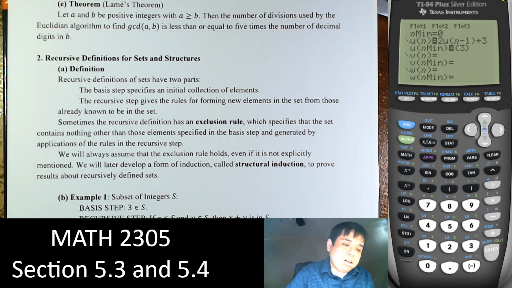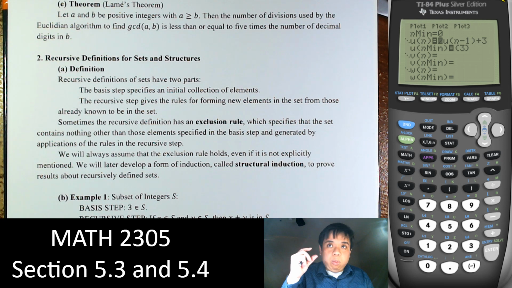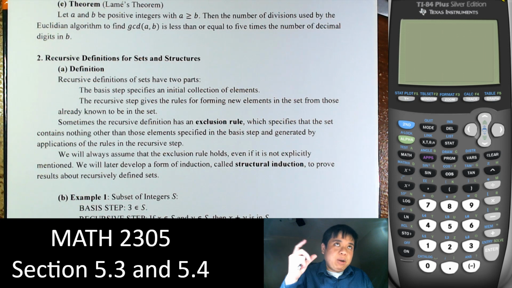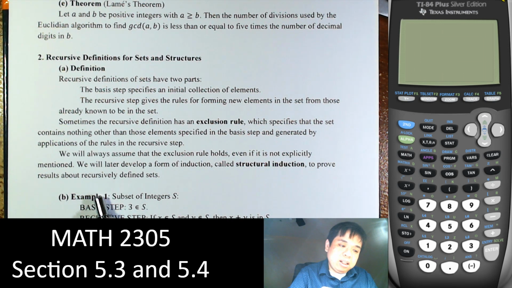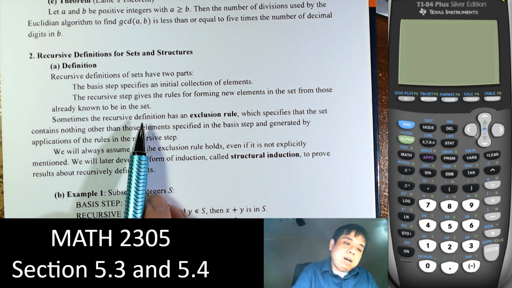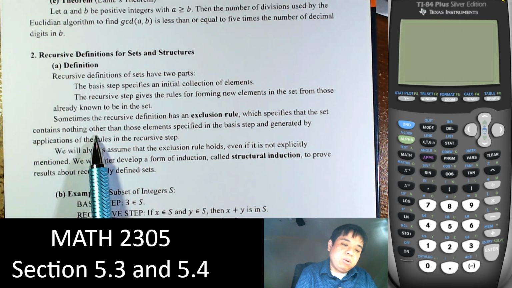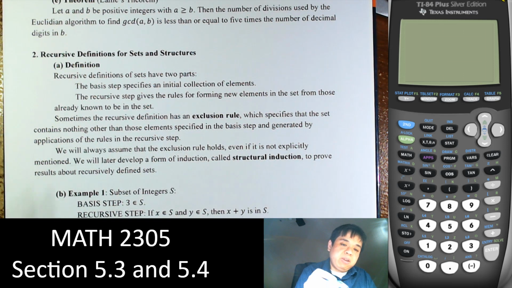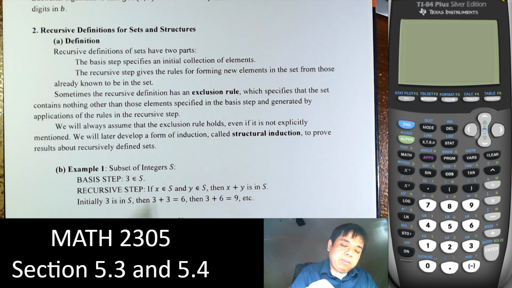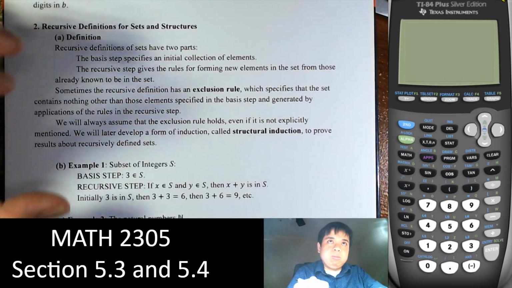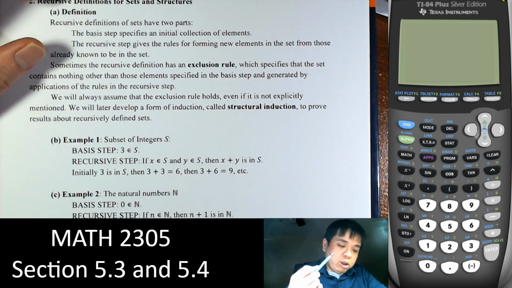Next, recursive definition for sets and structures. And pretty much we do the same thing. A recursive definition is where we start, and then how we go from this step to the next. That's pretty much what we have here. Sometimes the recursive definition has an exclusion rule, which specifies the set contains nothing other than those elements specified by the basic step. Right, and then we have other things. Let's just jump straight into some examples.